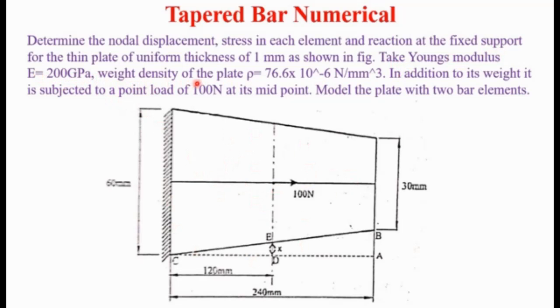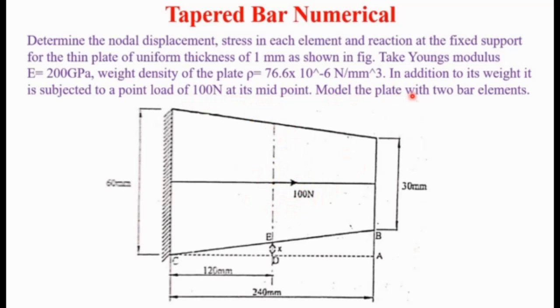Then the weight density of the plate, rho, is equal to 76.6 into 10 raised to minus 6 Newton per mm cube. Weight density of this material is given here. In addition to its weight, it is subjected to a point load of 100 Newton. Here in this figure it is shown, an additional 100 Newton point load at the midpoint of this plate.